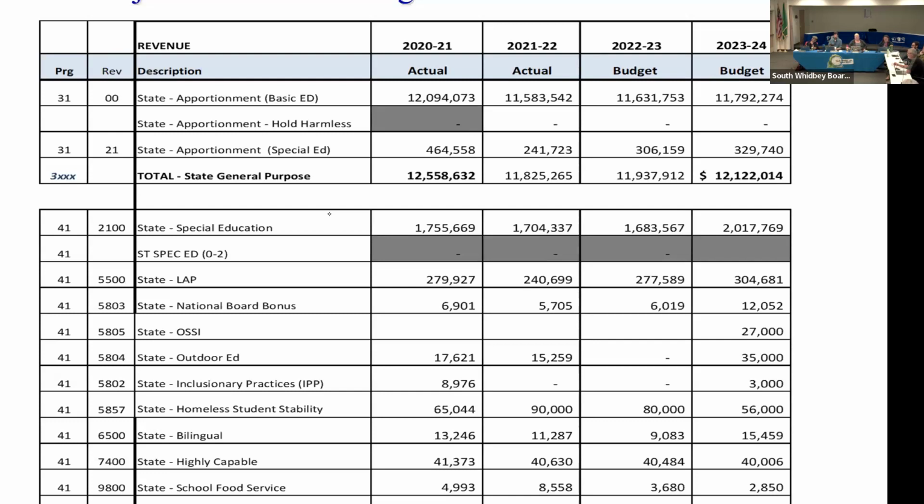So the first one is our special education program, state funding, a little over $2 million. So that actually was an increase. And that's because they changed the formula slightly and they increased the percentage that we can collect. We're no longer limited to 13.5%. It's a higher percentage, allows us to generate a little more money.